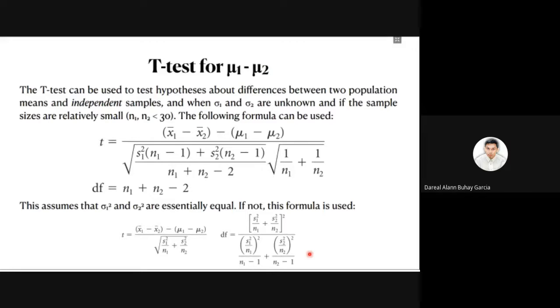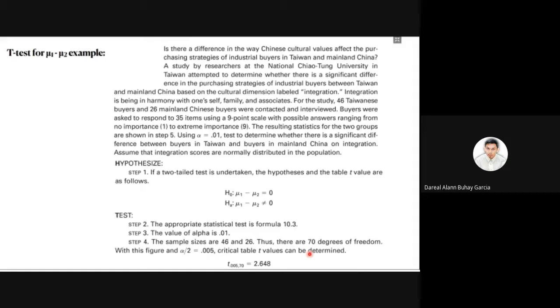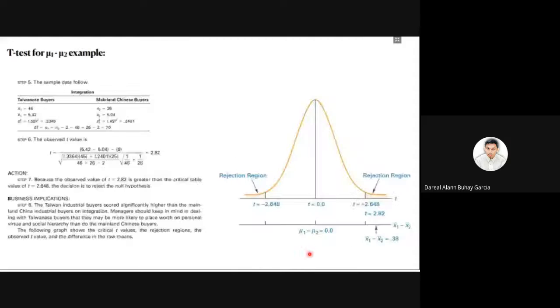Again, in each of these formulas, the populations from which the two samples are drawn are assumed to be normally distributed for the phenomenon being measured. So here's an example for t-test for mu1 minus mu2. It still uses the same process as all the other z-test and t-test as before. So this will be very easy for us to follow for our self-study.